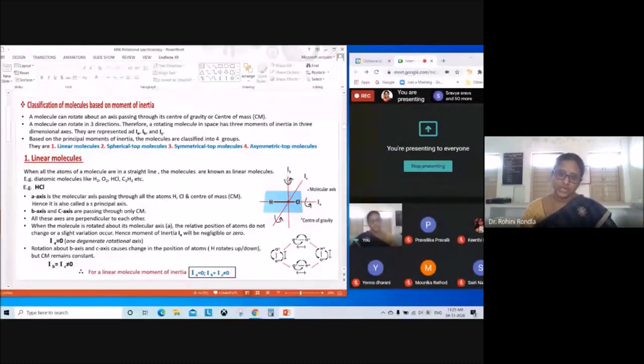Now you are rotating this HCl molecule through this B axis. See the vertical line. And remember, the B axis is also passing through the center of gravity or center of mass. The rotational axis will compulsorily pass through this center of gravity. Now we are rotating the HCl molecule along this B axis. Now, what is the expected moment of inertia? Will it be equal to 0 or not equal to 0? What will happen?